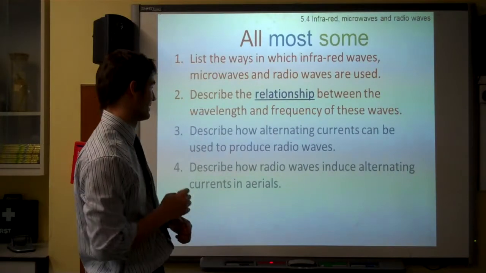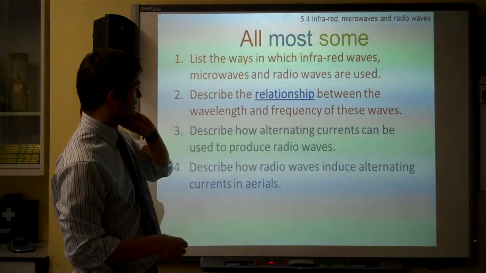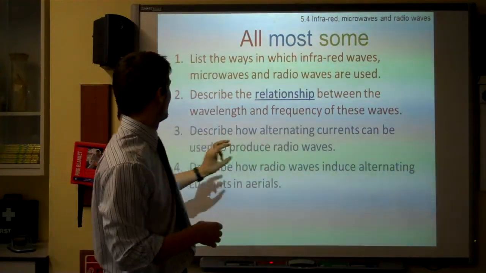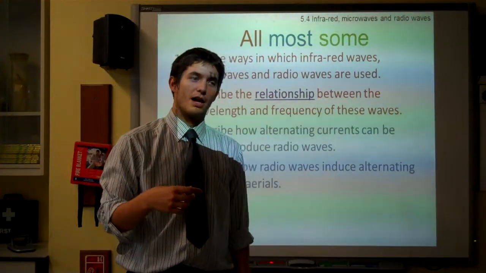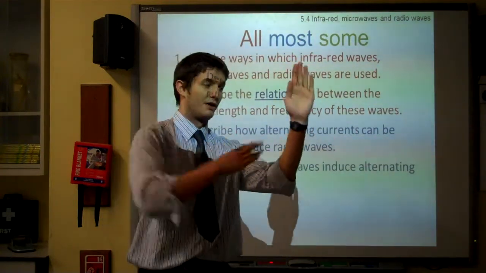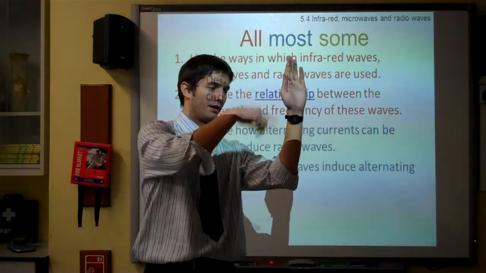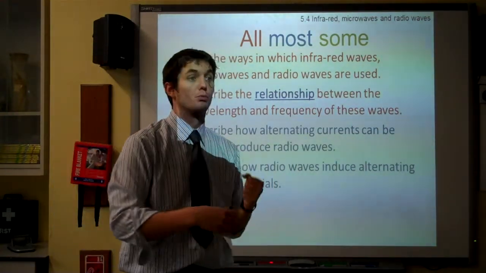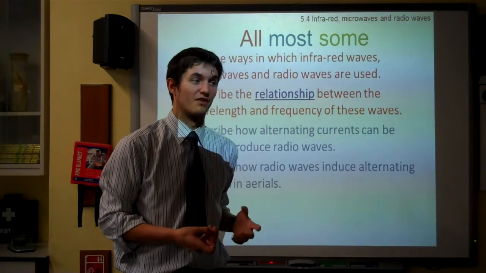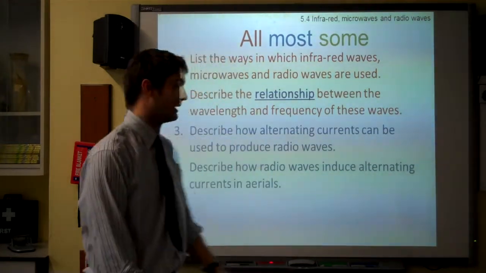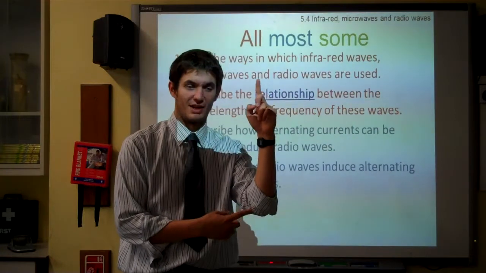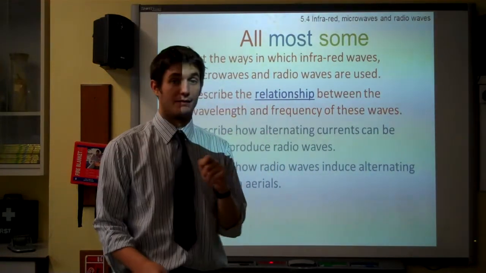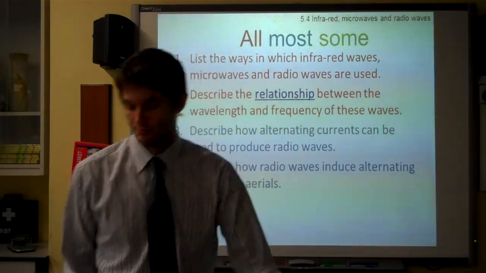Alternating, okay? Alternating current. Describe how radio waves induce alternating currents in aerials. So that's what we've spoken about. Now, describe how alternating currents can be used to produce radio waves. So the opposite of induction, when you have a current produced, is when you put an alternating current in and it emits radio waves. So that's what happens at the transmitter. You get an aerial, you put an alternating current in it, and it gives off radio waves. Okay? So there you go.